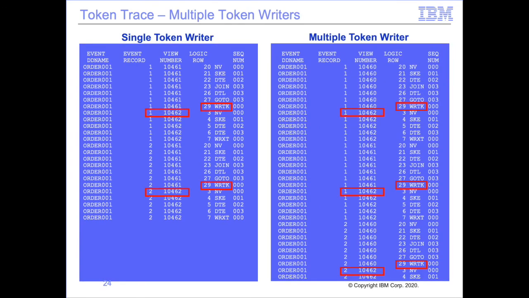The trace on the right has been modified to show the effect of having multiple token writing views executing at the same time. Note multiple executions of view 10462, the token reading view processing the same event file record 1 from the same event file DD name order 001 after each of the token writing views, in this example 10460 and 10461.